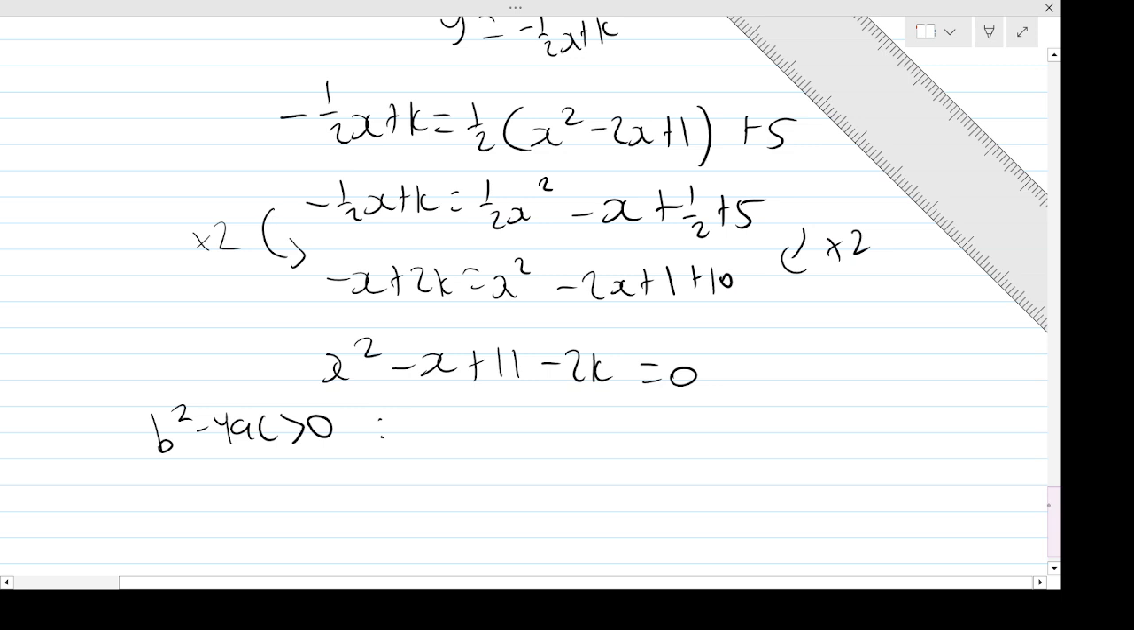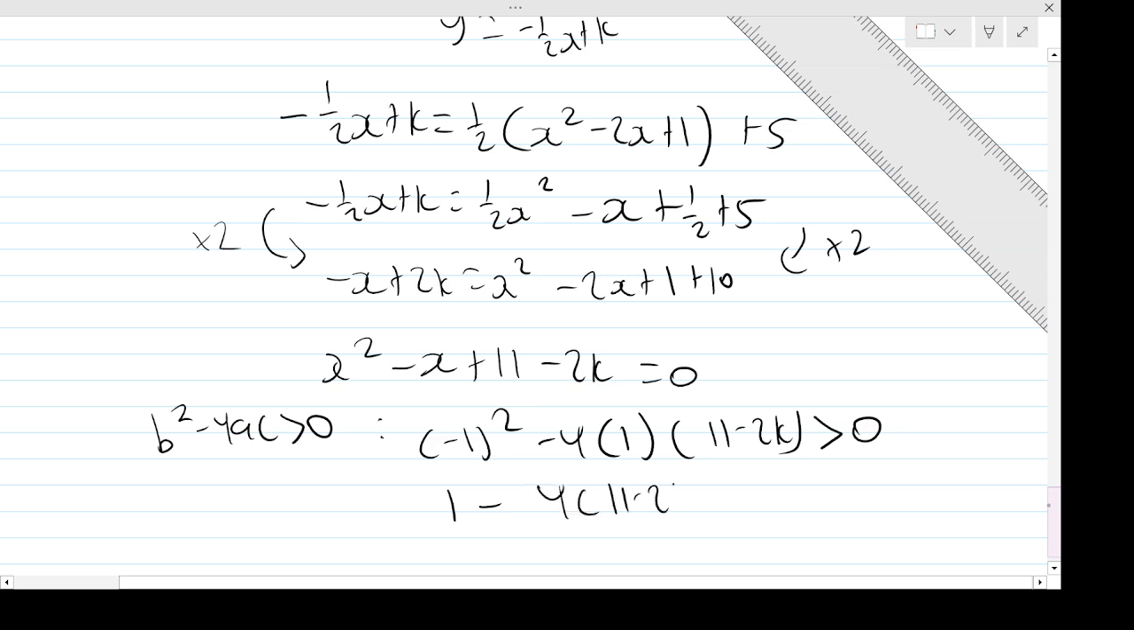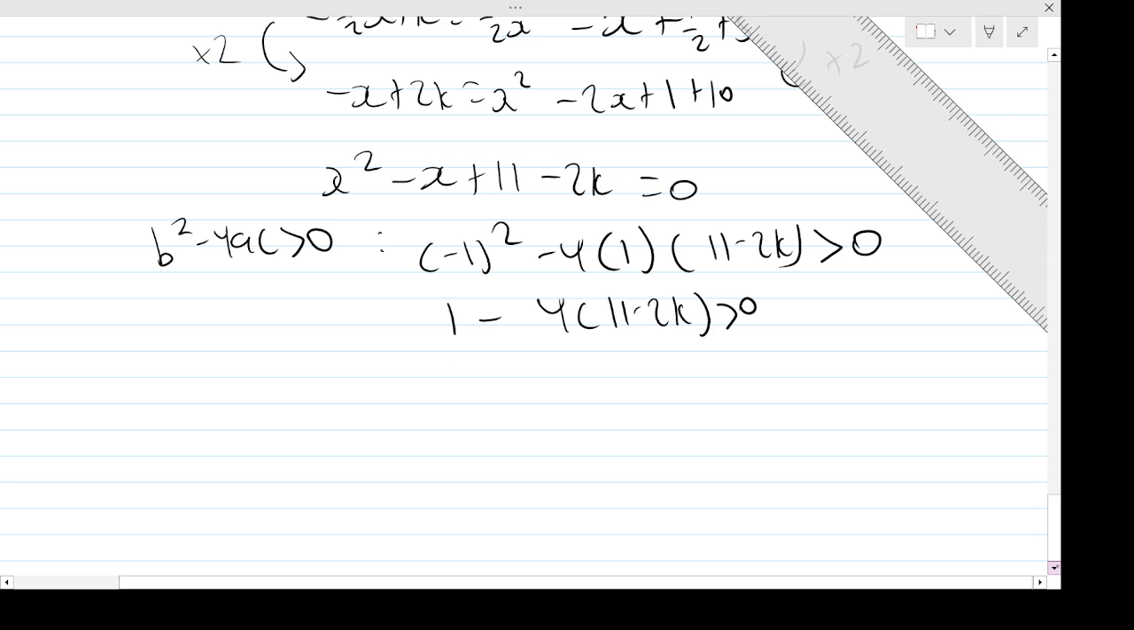Therefore, the discriminant b squared is minus 1 all squared, minus 4 lots of 1, and then 11 minus 2k, because that's the number at the end. And that has to be greater than 0. And then we can just simplify this. So that'd be 1 minus 4 lots of 11 minus 2k. And then we can expand this out to get 1 minus 44, so times 4 by everything in the bracket.